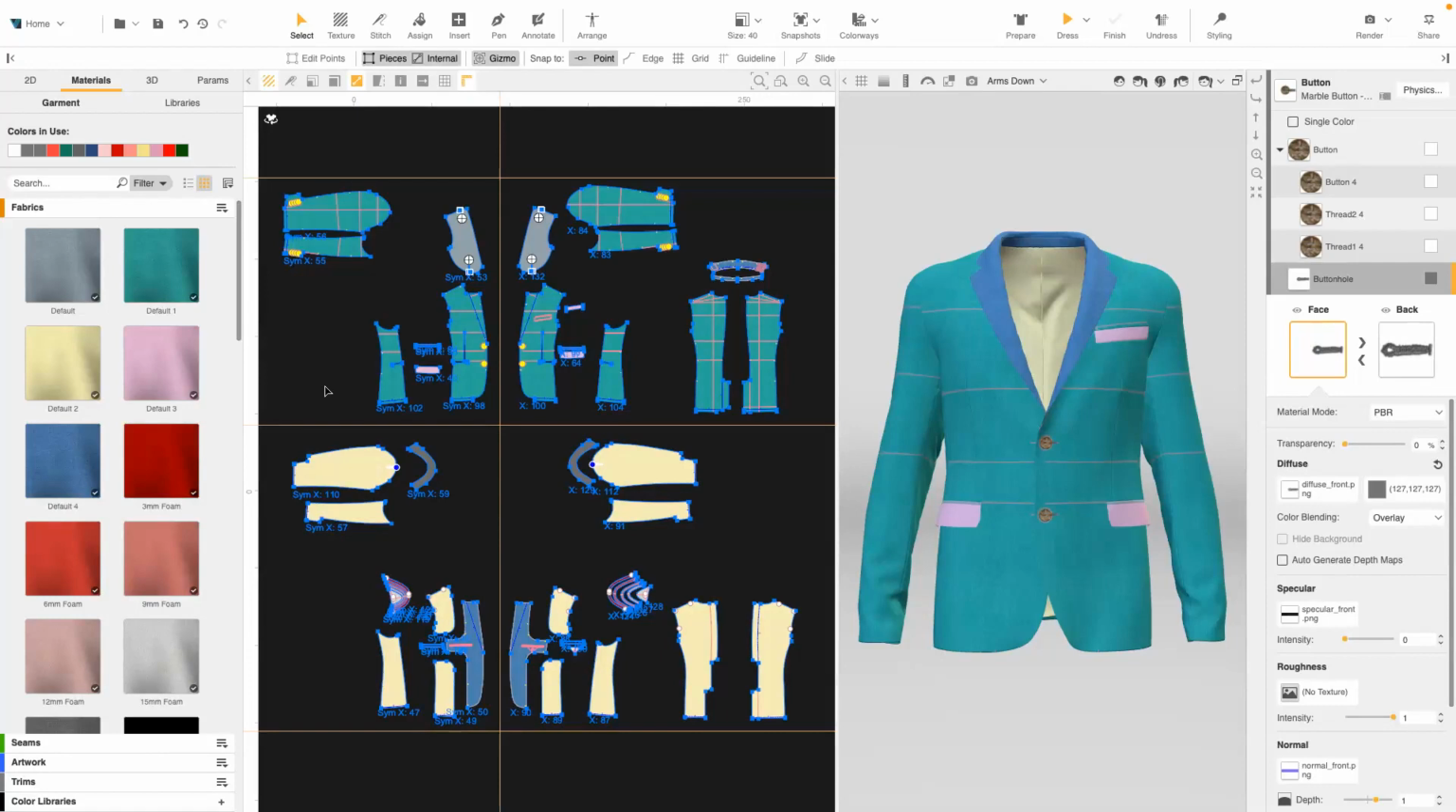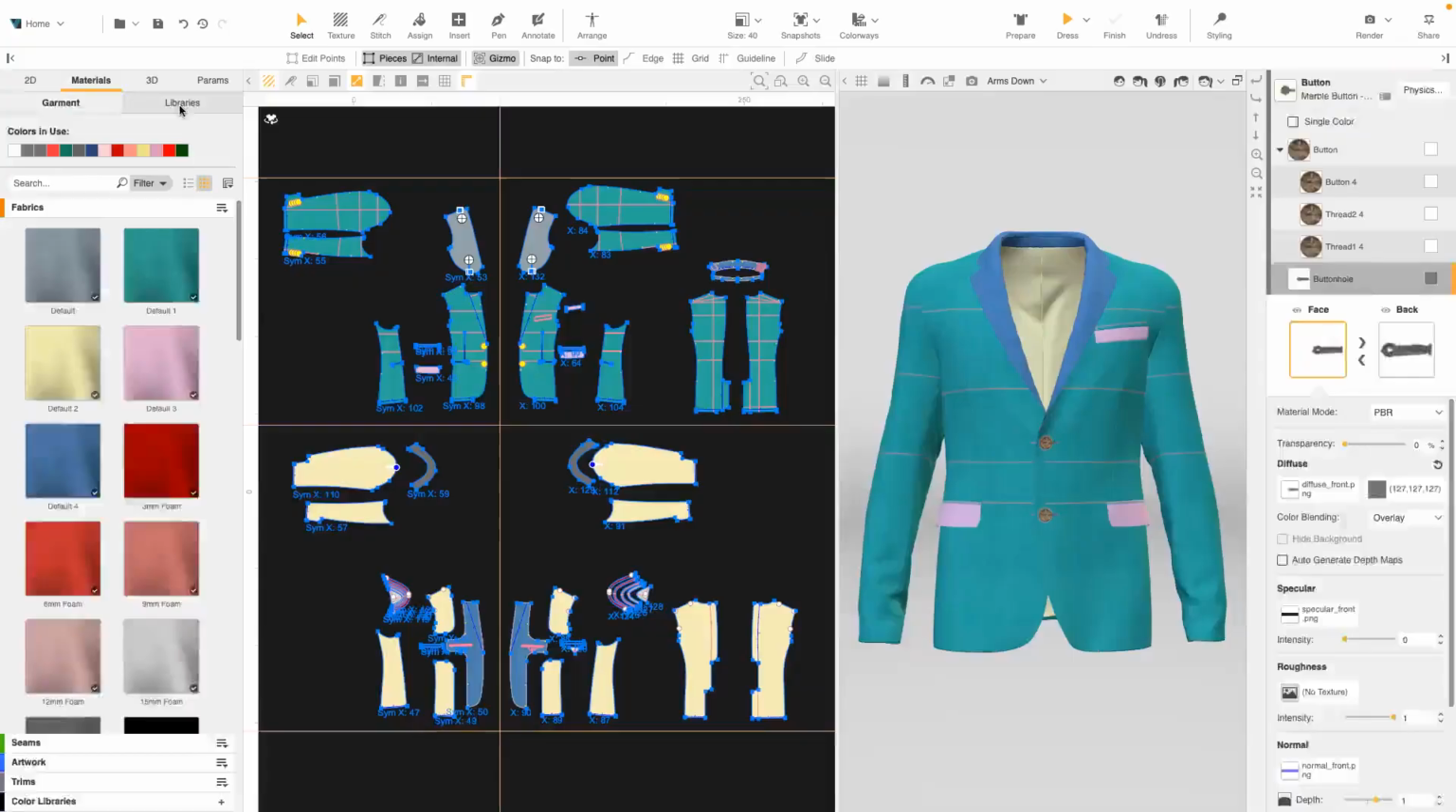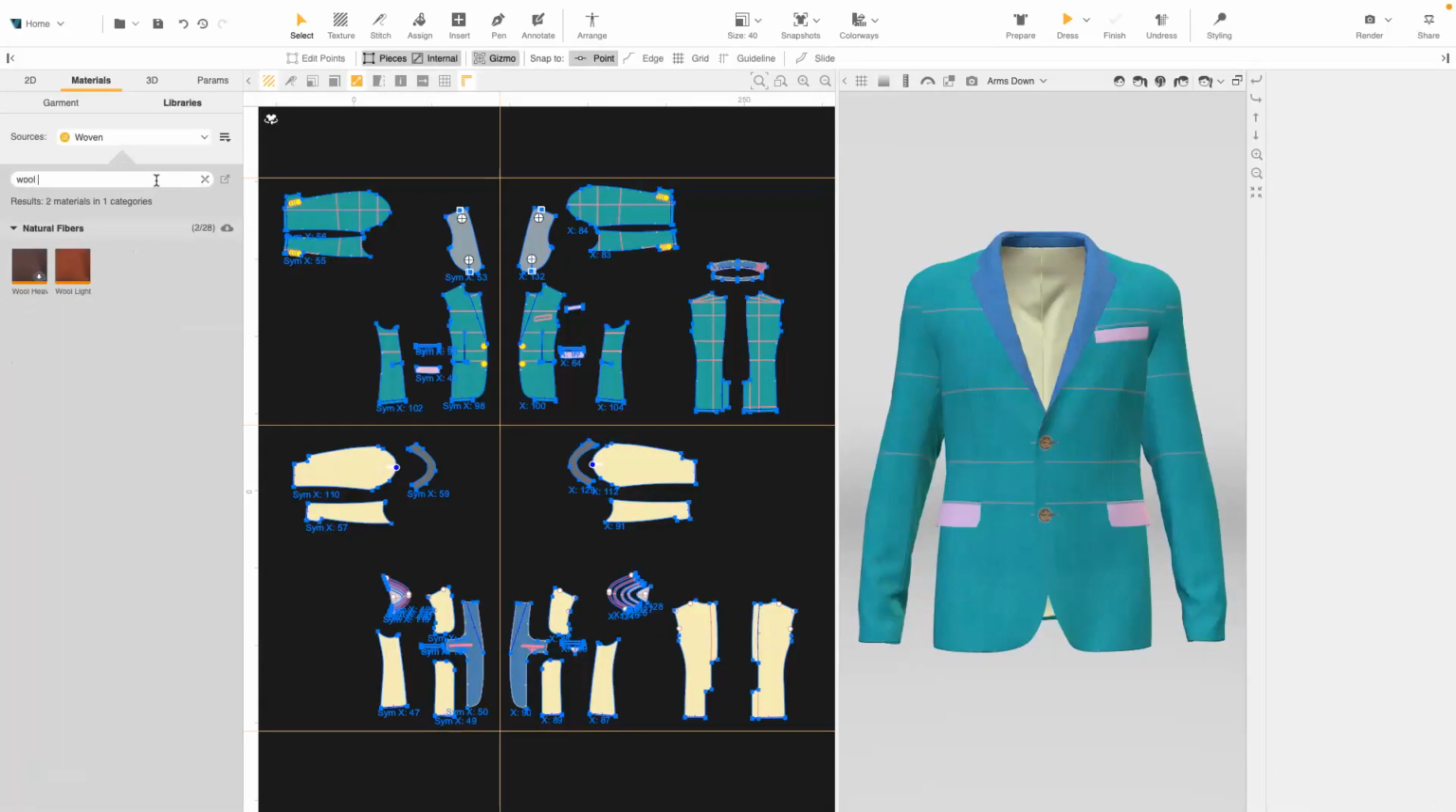We start off with applying the right fabrics to the garment. For the shell and facing patterns, we are using a wool lightweight material, which we can download from the Browzwear Cloud library. We search for the wool lightweight fabric and check that it is the correct composition of 100% wool and that it is 292 grams per meter square mass.